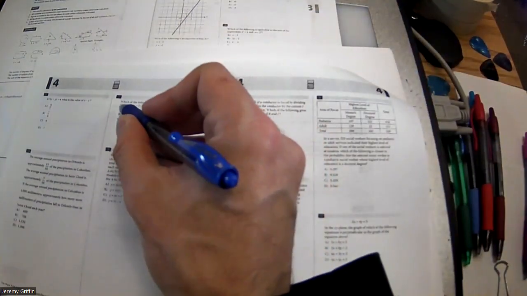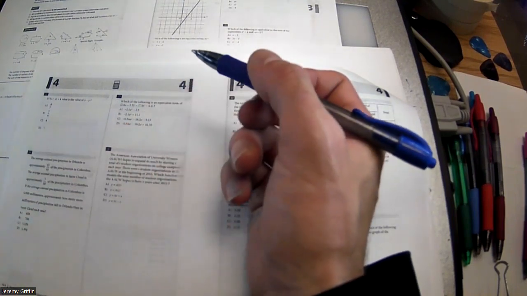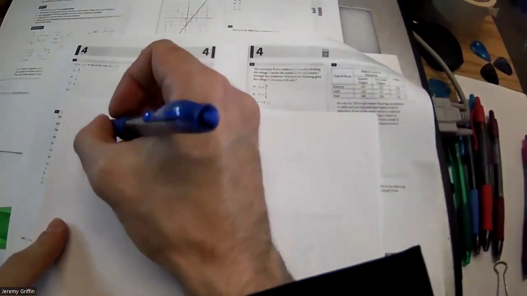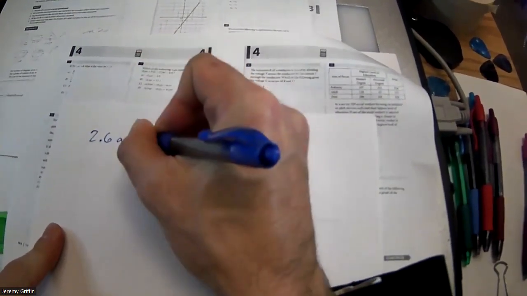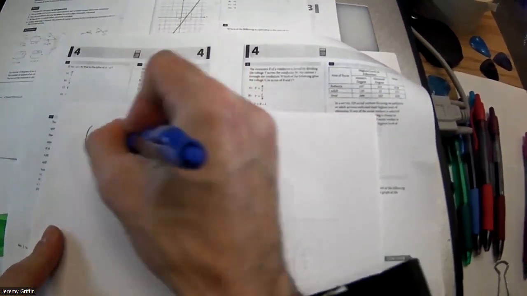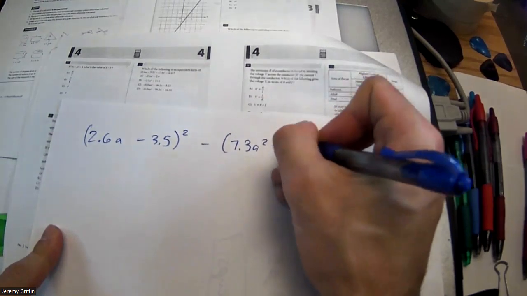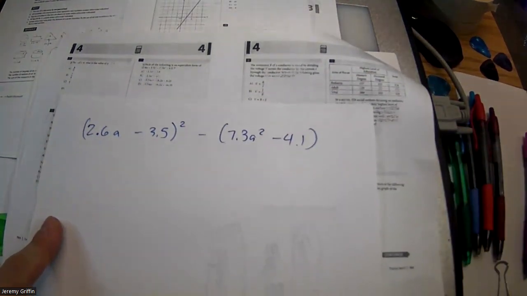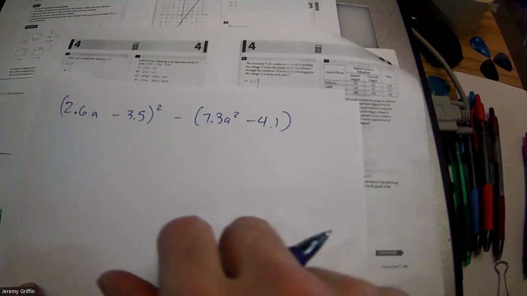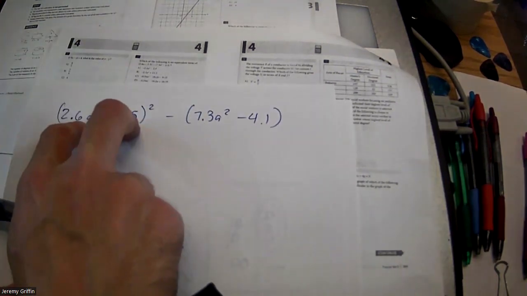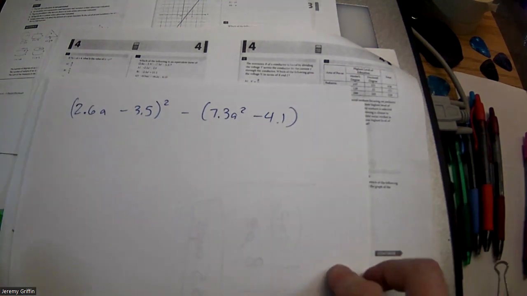Number 7. Which of the following is an equivalent form of, well, that right there. Okay, so let's just go clean that up. We got 2.6a minus 3.5 squared minus 7.3a squared minus 4.1 in parentheses. All right, this definitely looks quadratic. The game plan here, let's FOIL this out, then combine like terms and see if there's an answer choice. I think it'd be a good thing to do.